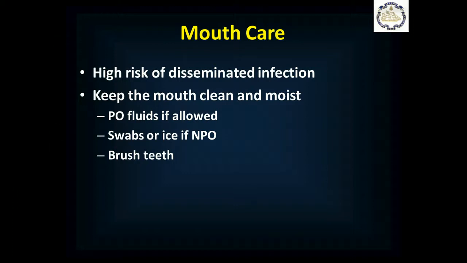So you want to keep the mouth clean and moist. If they're able to take oral fluids, then they should be able to drink. If they're NPO, that is, they're not allowed to eat or drink anything, they have a bowel obstruction, they have a fracture, you're giving them IV fluids, and they're going to need to go to surgery as soon as you can evacuate them, then you can swab the mouth with water, or ice chips are typically considered acceptable. And brush their teeth, preferably twice a day, after every meal, at least once a day, but make sure that you're routinely brushing their teeth, which will decrease their risk of the mouth being a source of infection for them.